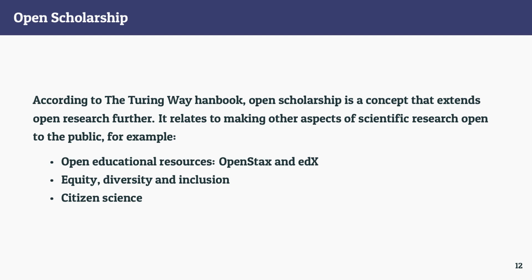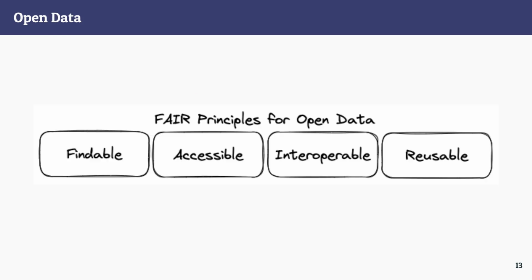The FAIR Guiding Principles are a set of technical attributes published in 2016 to increase the findability, accessibility, interoperability, and reusability of data. To be findable, data are assigned a unique and persistent identifier, described with rich metadata, registered or indexed in a searchable resource, and linked to other data.